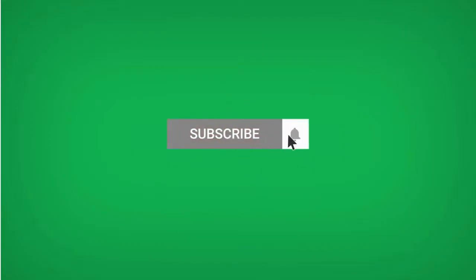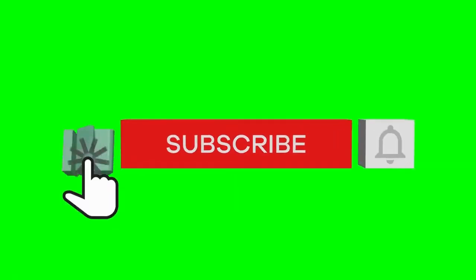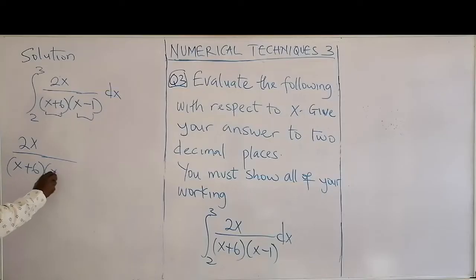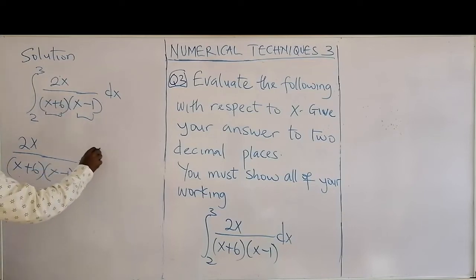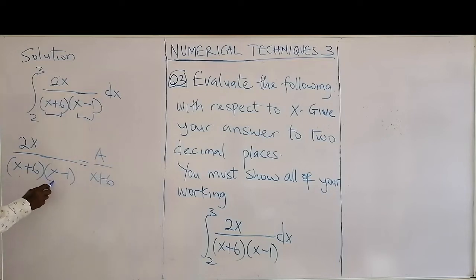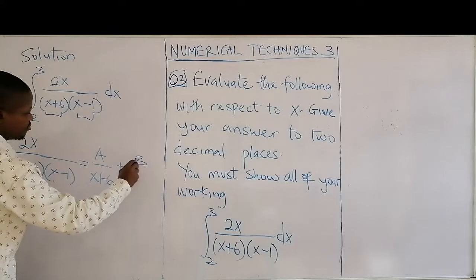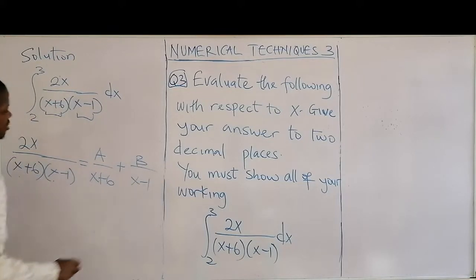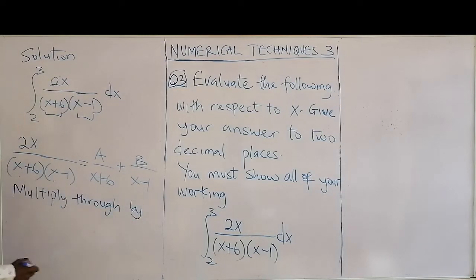Let's take the fraction out: 2x over (x plus 6) times (x minus 1). With partial fractions, for a linear factor we have a constant A over one linear factor, and for the second linear factor, another constant B over x minus 1. So we have resolved it into partial fractions. The next thing is to multiply through by the common factor, which is (x plus 6) times (x minus 1).